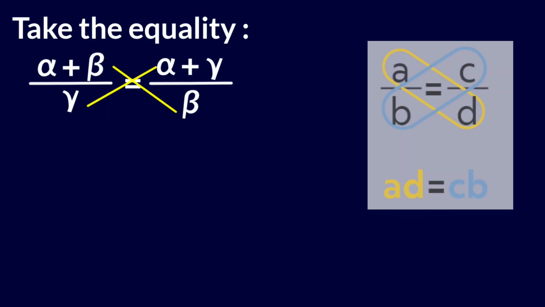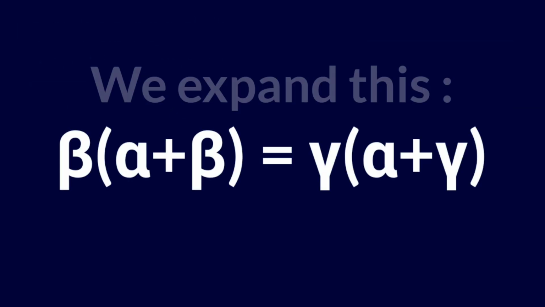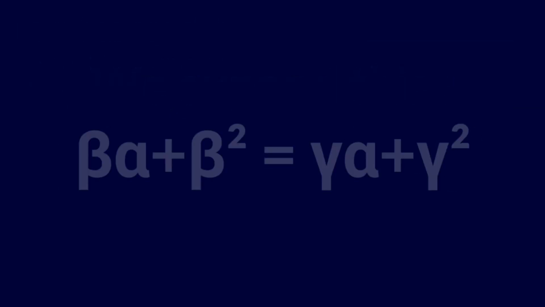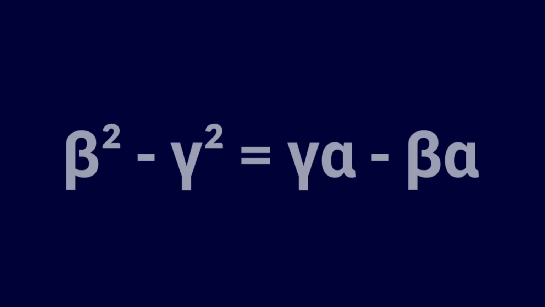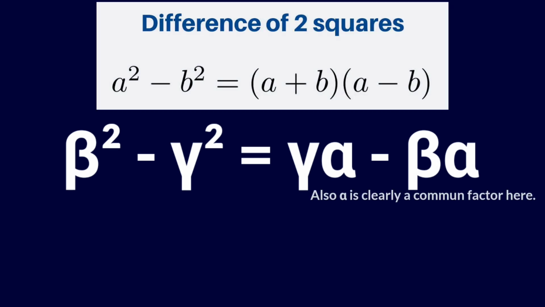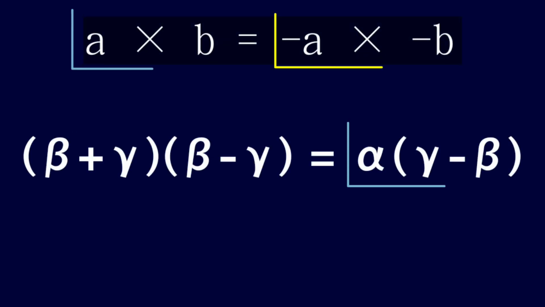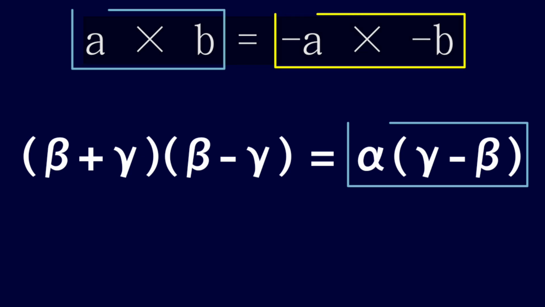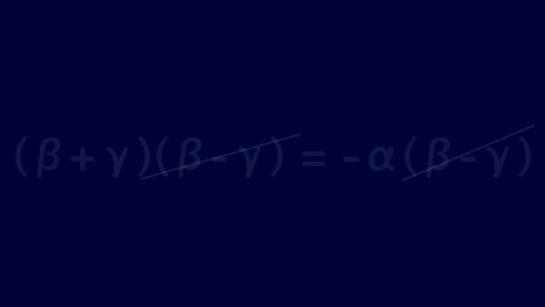We can cross-multiply between the fractions. Now we expand. We'll group the alpha terms on one side and the squared terms on the other. We use the square difference rule to factorize. We can invert both multiplication factors, and the value doesn't change. We divide both sides by beta minus gamma.